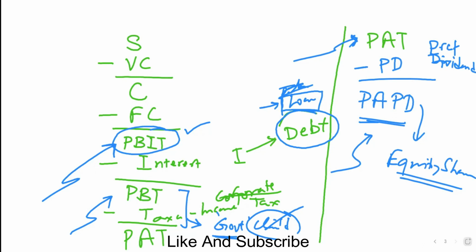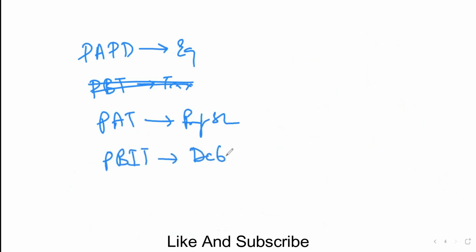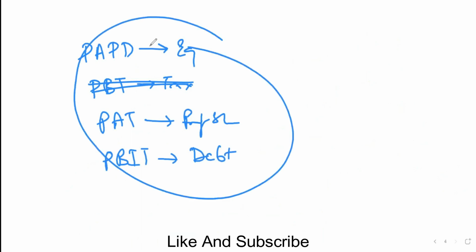Shall I wipe it off? Shall I go to next? एक screenshot ले लो. Yes, sir. Done. Right. Now PAPD, papdi is important for equity shareholders. PBT is interested for tax. ये अपने को जरूरत नहीं है. PAT is important for preference shareholders. PBIT or EBIT, both are same, is important for debt people. ये रख लो, ये याद रखो. You remember this. Okay. I'll go to next.